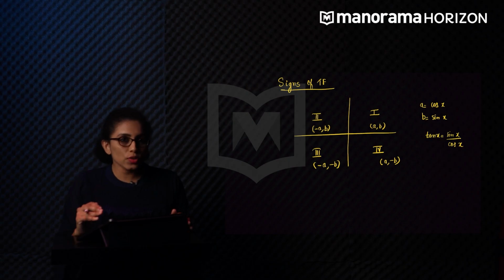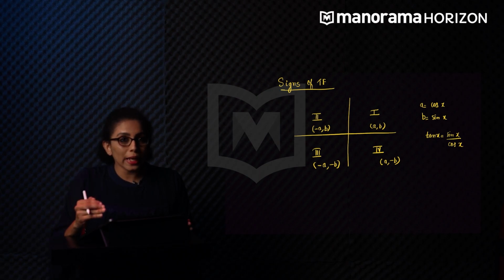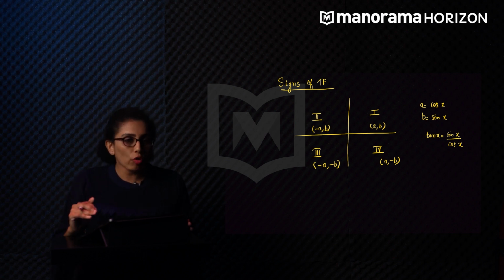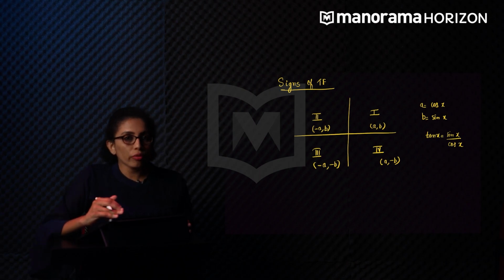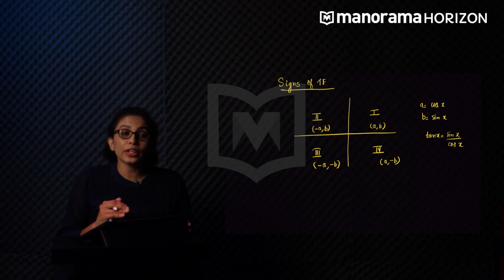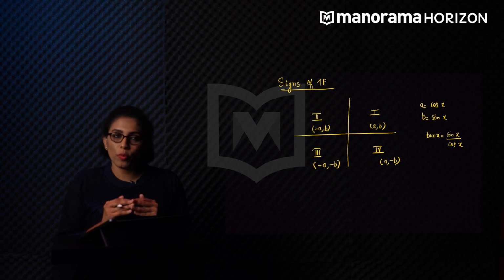Now, comes the last quadrant, that is the fourth quadrant. There A is positive, that means cos is positive. And what about B? B is negative, that means sin is negative. Again, we get tan as negative in the fourth quadrant, right? So, we can say in the first quadrant, all of sin, cos and tan are positive. In the second quadrant, sin is positive. In the third quadrant, tan is positive. And in the last quadrant, cos is positive.